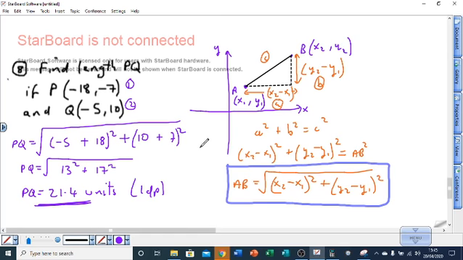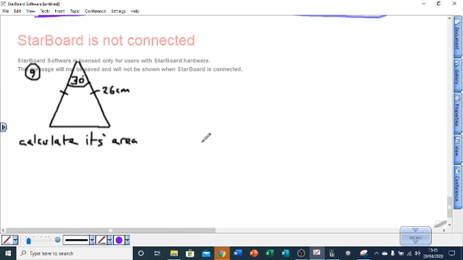Okay, right, next question. It says calculate its area. Well, these dashes signify that this length is the same as this length, which means that this is an isosceles triangle. Now, what we tend to do here is we're going to need to know the height and the base. Okay, so we need to know the height and the base to work out the area of this triangle. Half base times height, base times height divided by 2.